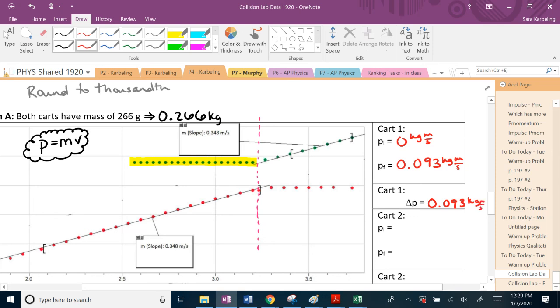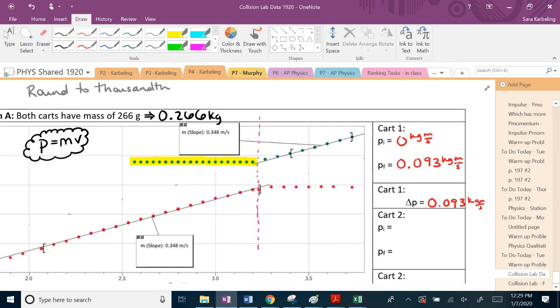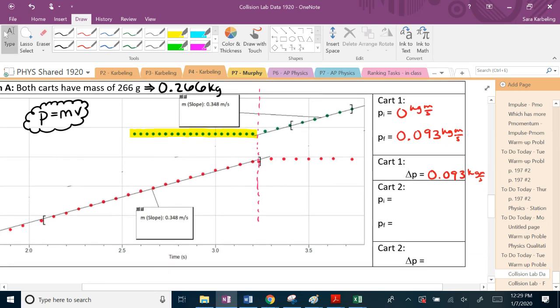Kilogram meters per second. Can you find the initial and final momentum for cart 2 and the change in momentum for cart 2? I think the answer is yes. And in fact, if you're clever, you may not even have to plug anything into your calculator. Look carefully at it. Think about it. See if you can find it.